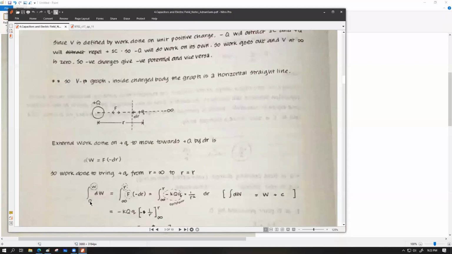So initially there was 0 work done. Whenever we're going to move it over here, we're going to have W work done. So work is being integrated from 0 to W, and the distance R over here should be from infinity to R. So we are doing the integration over here. You guys are awesome at integration.